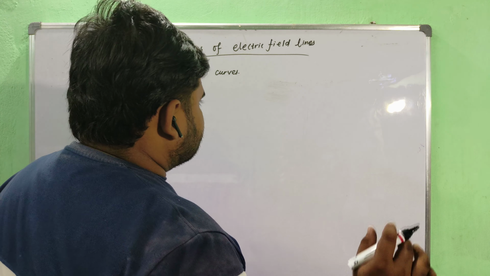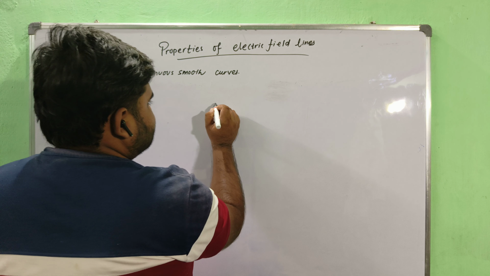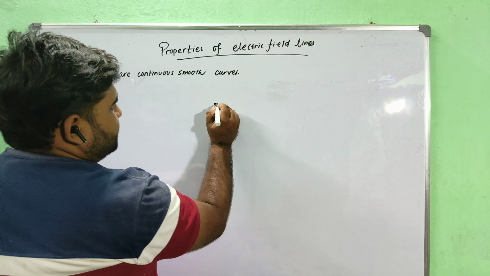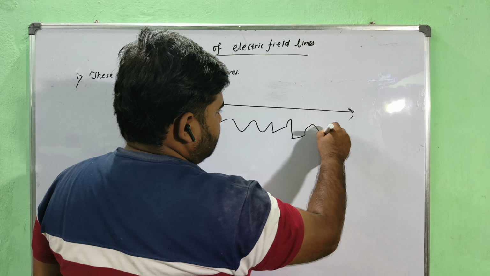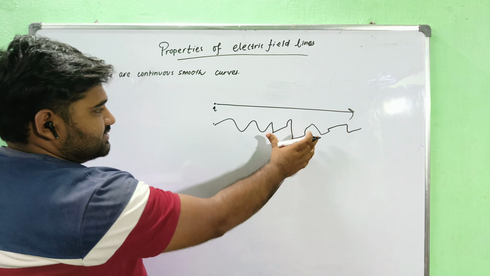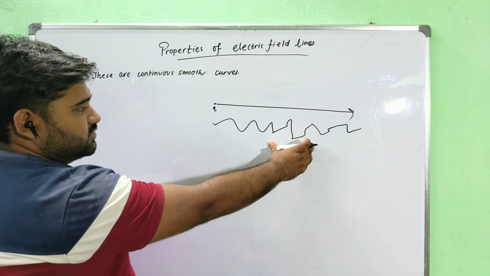What is a continuous smooth curve? Like this is a charge and its electric field line is like this. It is continuous and smooth. It is not like this. Okay, this is continuous but it is not smooth. It contains a lot of zigzags. This is one smooth line. So this is the first property, that these are continuous smooth curves.